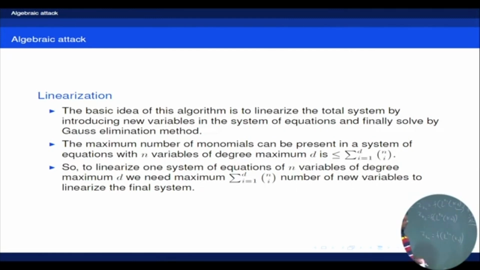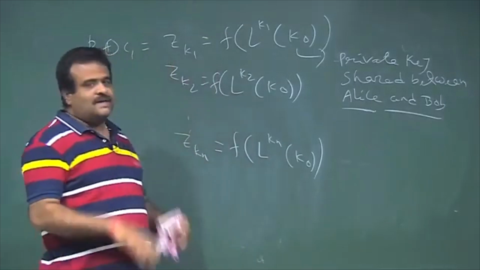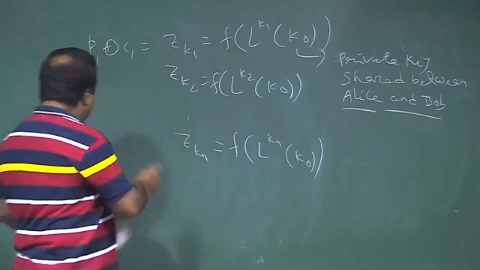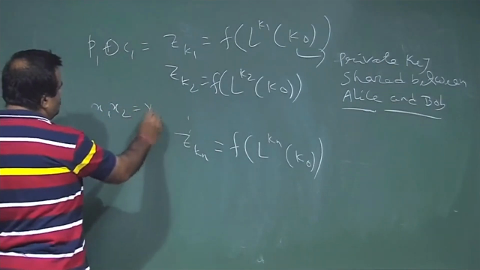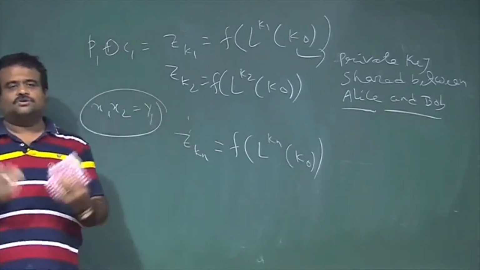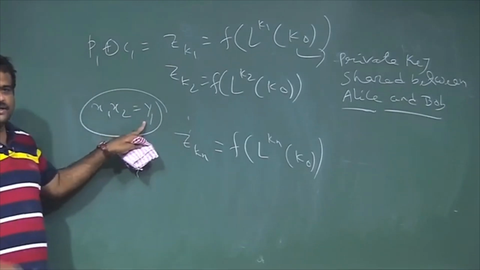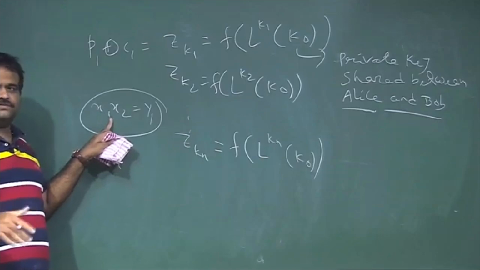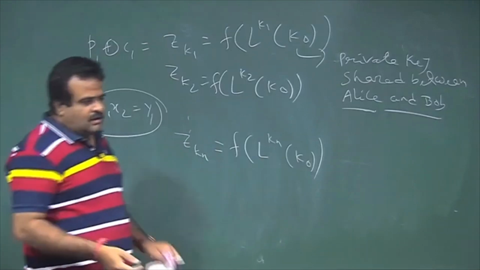We will introduce some new variables in this system to make it a linear system. If we have a term say x1 x2, this is not linear, but we can put this as y1. That way we will solve it. Once we solve it in terms of y1, we will try to get the solution x1 and x2. So this is called linearization.